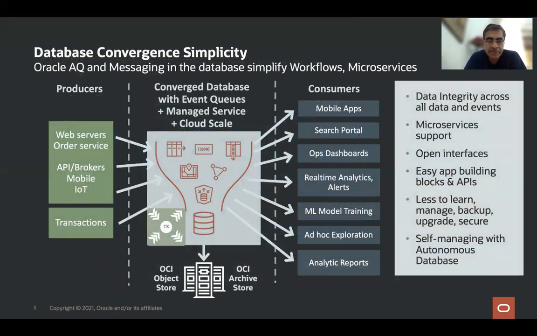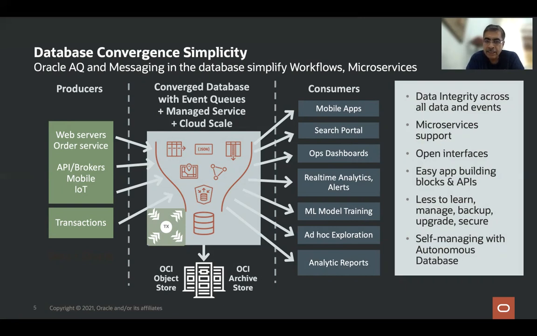The simplicity that comes from database convergence is shown here. So on the left side, you see producers of information, of data, of events, of code events. All sorts of events come from the producers that, again, with things like transactional event queues or Oracle AQ, translate through the database and into consumers of those. So a messaging framework like AQ can provide the transport mechanism for events and data that consumers of mobile applications, search portals, and others can consume easily.